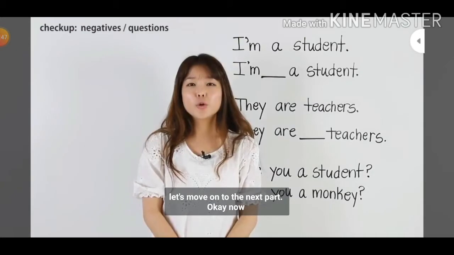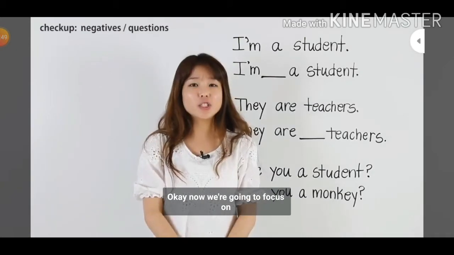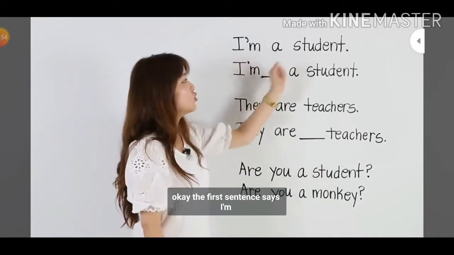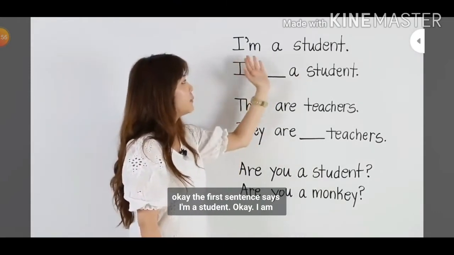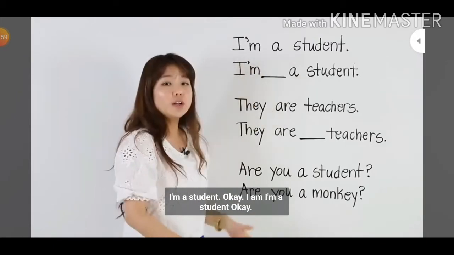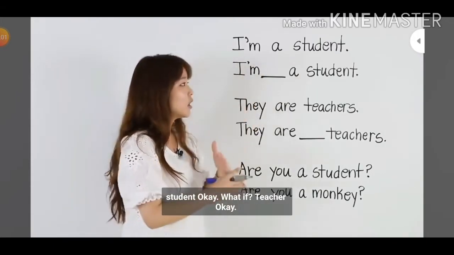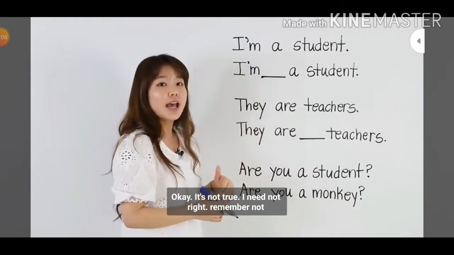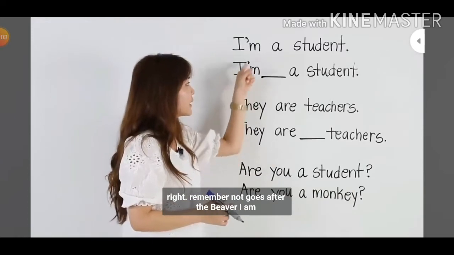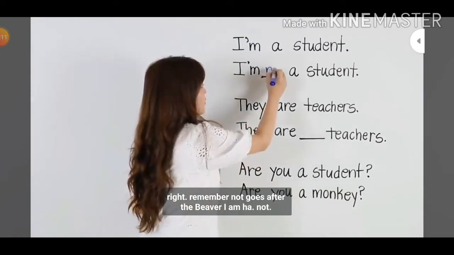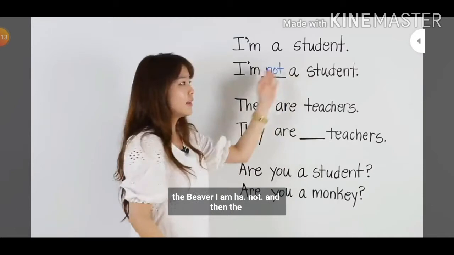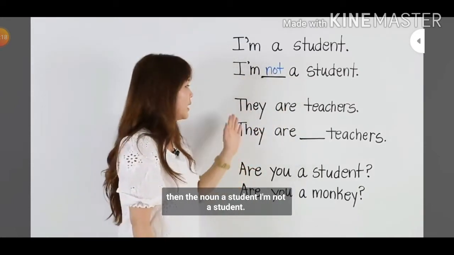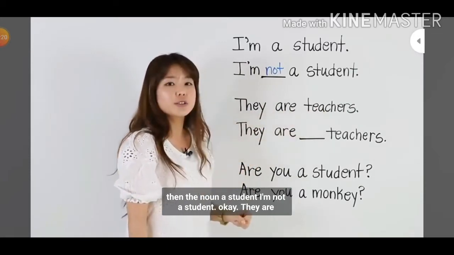Okay, now we're going to focus on negatives and questions. The first sentence says, I'm a student. Okay, what if I'm a teacher? It's not true. I need not, right? Remember, not goes after the be verb. I am not, and then the noun, a student. I'm not a student.